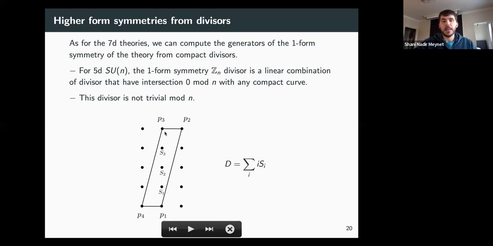And I pick here the case of SU(N) Yang-Mills because indeed they reproduce a divisor which is formally identical to the one of the 7D case.